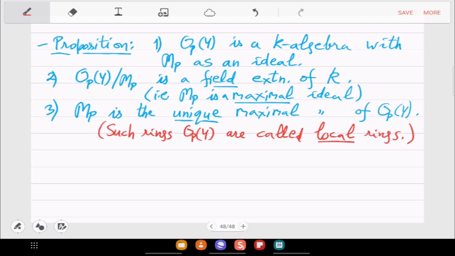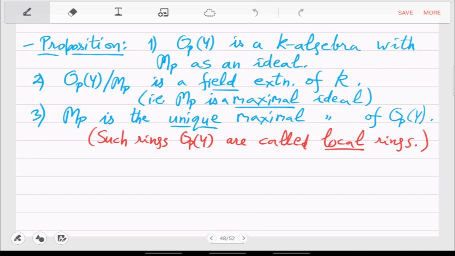Okay, so let's look at these properties quickly. We have these three basic properties. O_{P,Y} is obviously a ring. It's a K-algebra, it also contains the field K. So it's a K-algebra with M_P as an ideal. Remember, M_P are those germs at P which are 0 at P. They are defined around P, and at P they are 0. They may not be 0 everywhere. So that's an ideal. So one is easy.